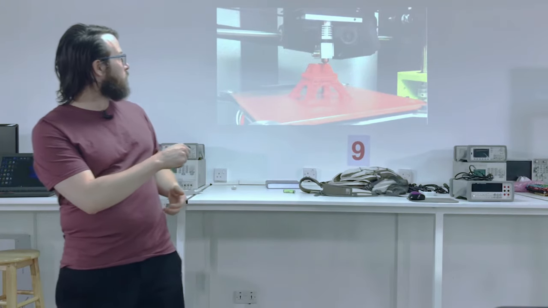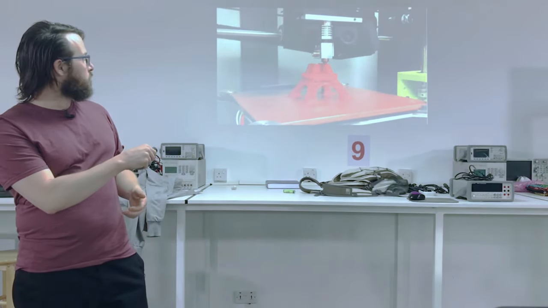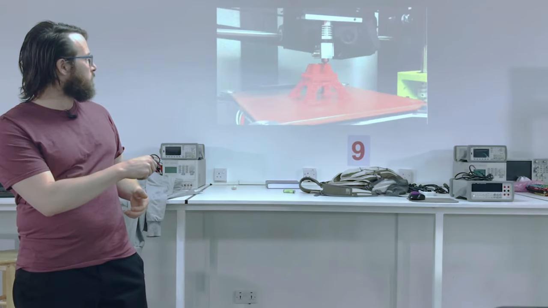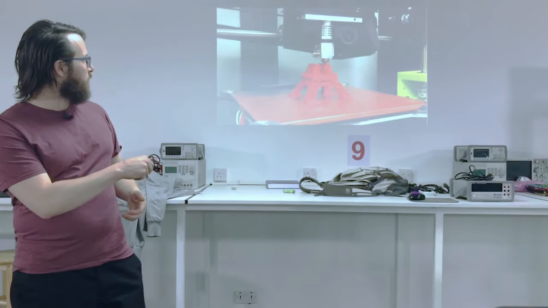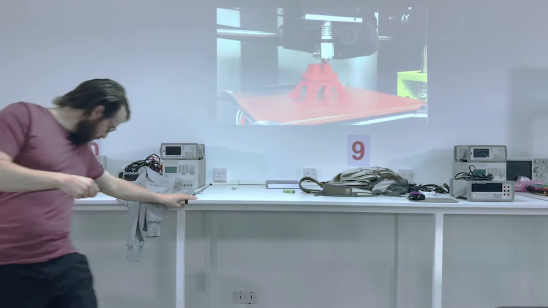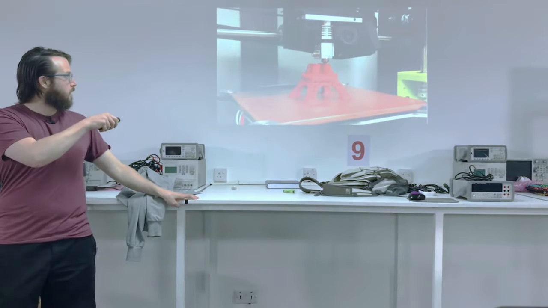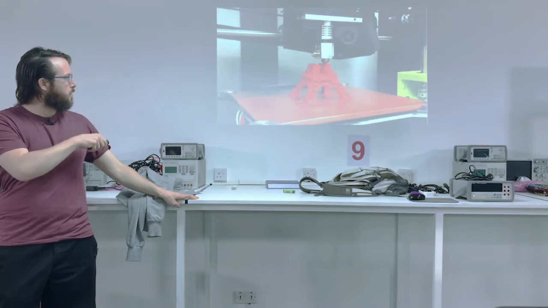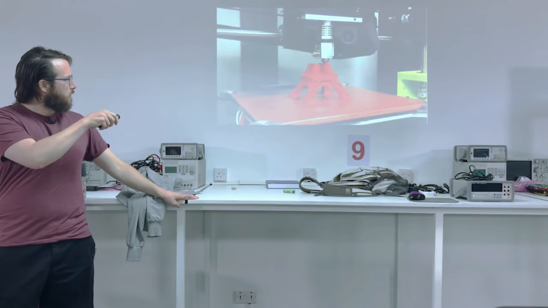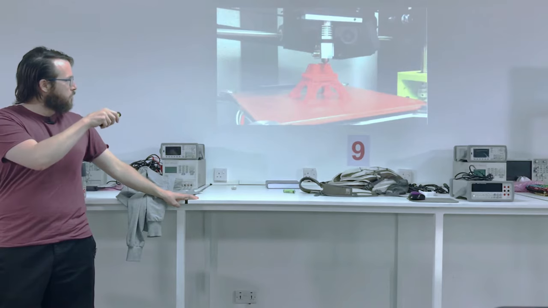There's a motor up above here that's gonna push the plastic into this assembly here. This is what's called the hot end. This is the heat block. This little piece here is a heater, and there's gonna be a temperature sensor right there. This connects the hot end to the rest of the machine.